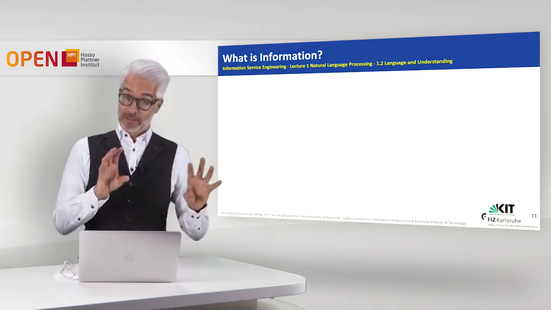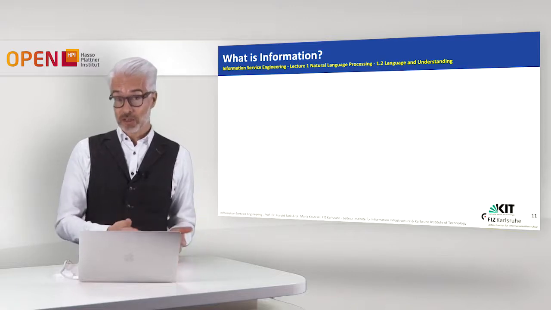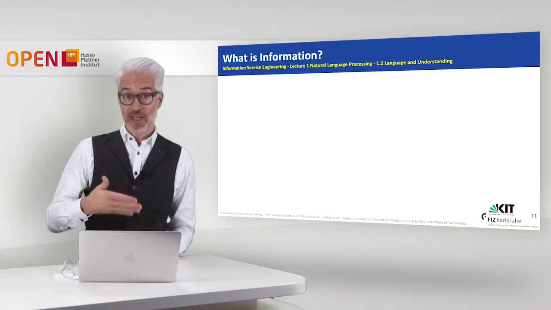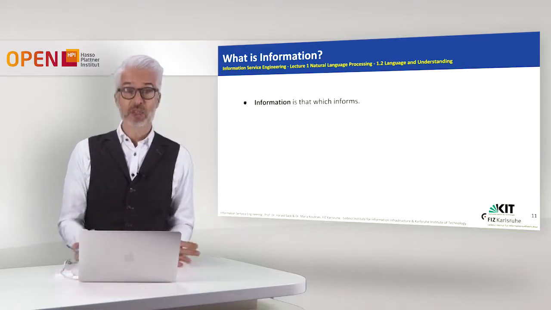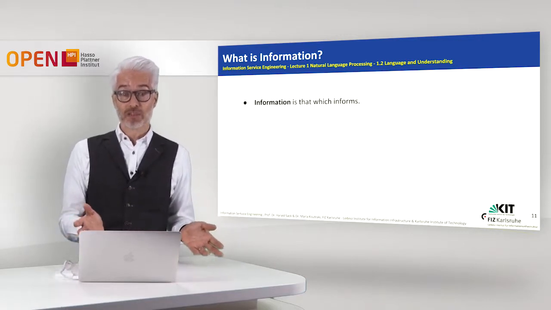Okay, so now we know a bit about the act of communication and about the means of communication, which is language. Now let's go back to information, which is conveyed via language in the act of communication. So what is information? A simple definition is: information is that which informs.